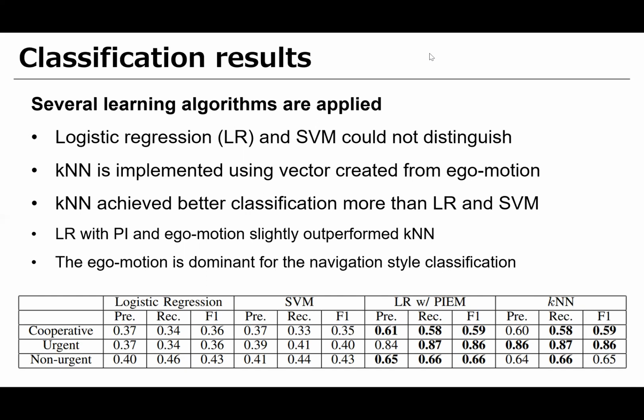We also applied k-nearest neighbor with the vector created from ego motion information. For example, this vector has the average of velocity and acceleration of the ego agent. As I showed you at first, there are significant differences in the acceleration, hence the ego motion-based classification works. We also applied a hybrid method that uses logistic regression, the ego motion vector, and the persistence image. This method slightly outperforms the ego-motion-based k-nearest neighbor. However, we could not confirm drastic improvement even when the persistence image is used. These results show that it's not easy to classify the navigation styles even if we simply apply persistent homology to the relative raw data.